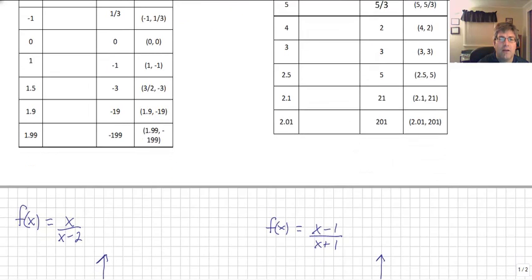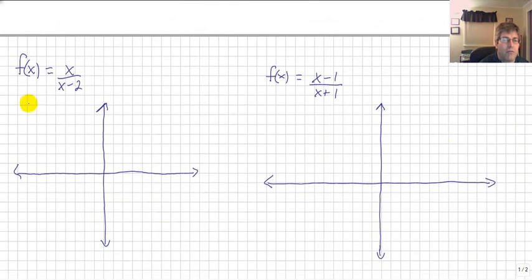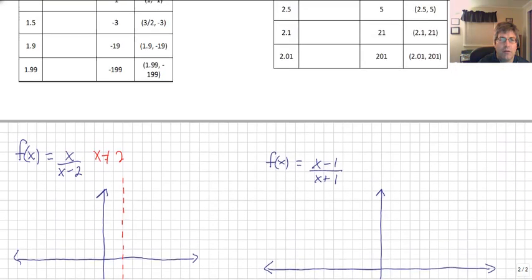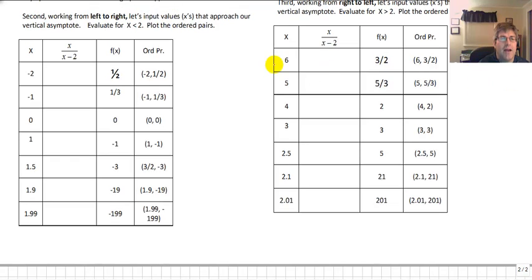But let's go down and take a look at our graph. We'll work with this graph here on the left-hand side. f of x equals x over x minus 2. That's our function, and we have already determined that x cannot equal 2. That's our vertical asymptote, so I am going to sketch in our vertical asymptote here at x equals 2. I'm going to bounce back and forth a little bit, so let's go back up to our table of values and plot points.